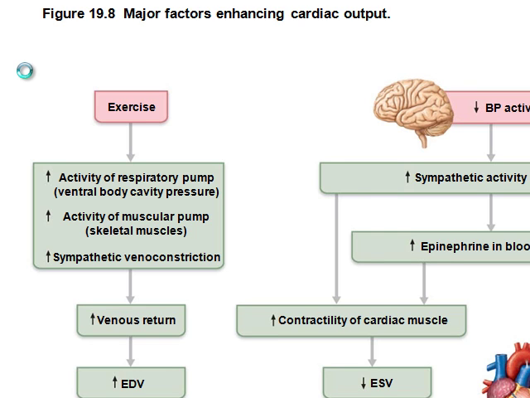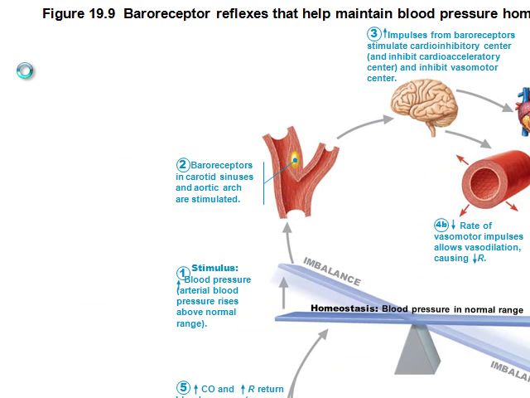So they talk a little bit about the role of the cardiovascular centers. These centers regulate either sympathetic or parasympathetic activities that are going to help regulate blood pressure in the system. So on page 706, figure 19.9, we see baroreceptors, reflexes that help maintain blood pressure homeostasis. Yeah, that's a good essay question.